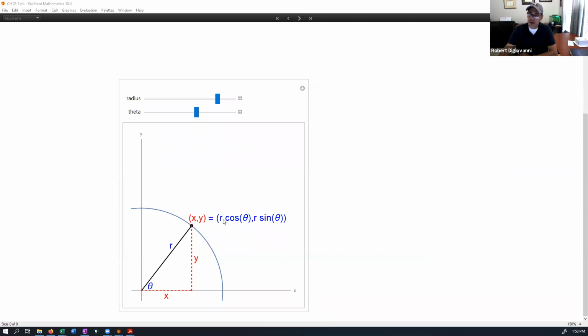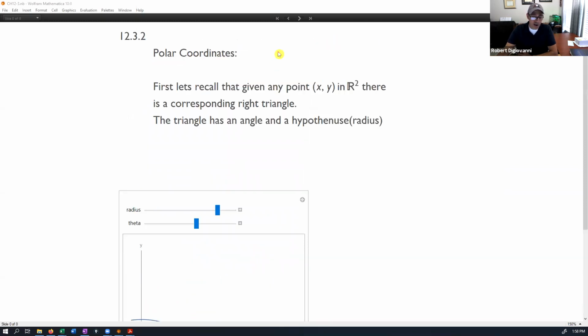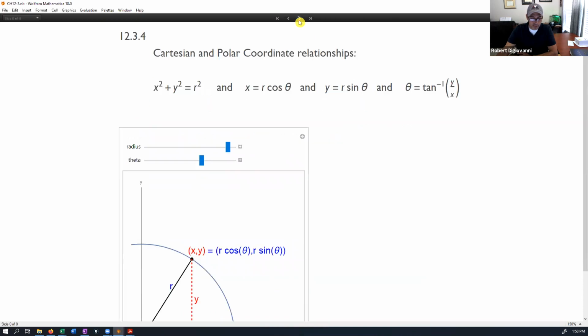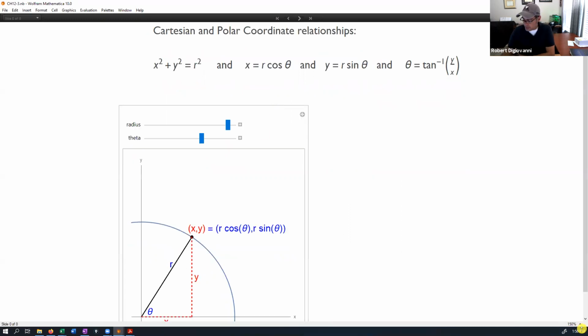And this you should have talked about in pre-calc, right? The X is R cosine theta, the Y is R sine theta. So that's the general idea behind polar coordinates. Now we have some relationships between Cartesian and polar. So if you have Cartesian coordinates, there's an easy way to turn them into polar, or if you're given polar coordinates, there's an easy way to get to Cartesian. And here are the relationships we have. And I think that they're obvious from the picture.